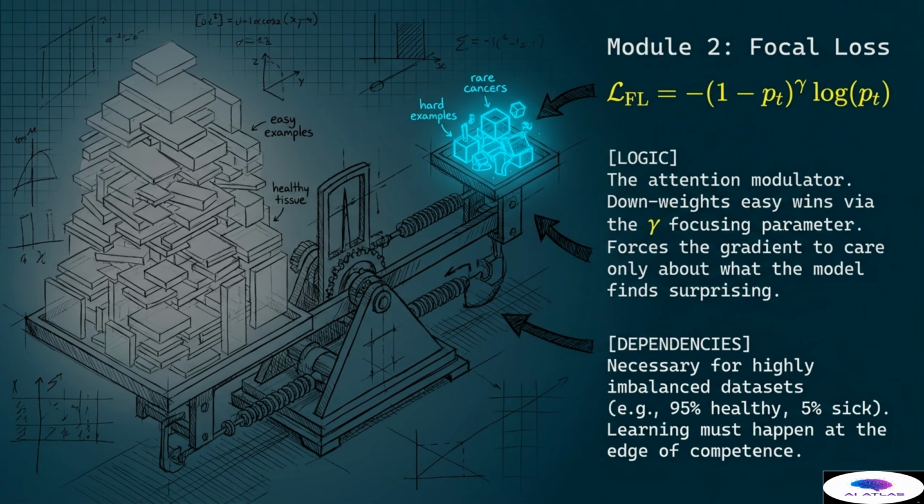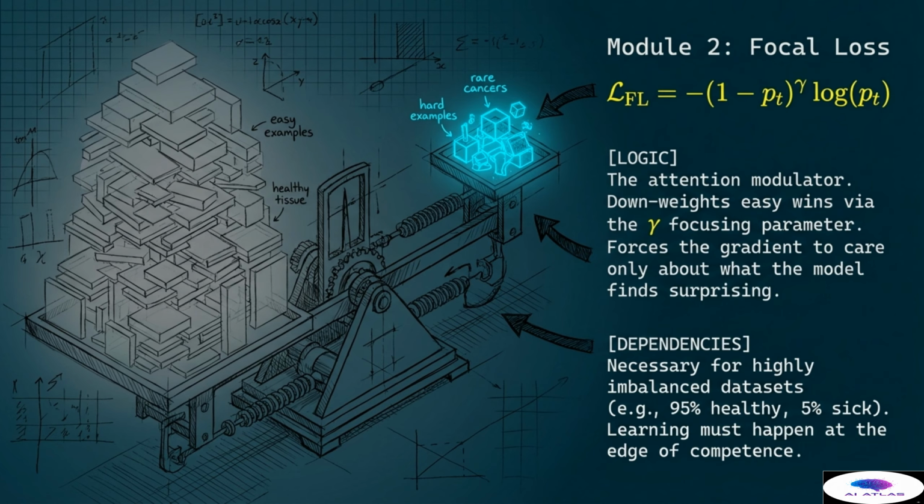In many real-world scenarios, we deal with highly imbalanced datasets. For example, in medical imaging, 95% of the data might represent healthy tissue, while only 5% represents rare cancers. If we use standard cross-entropy, the model might spend all its time perfecting its recognition of healthy tissue while ignoring the rare but critical cases.